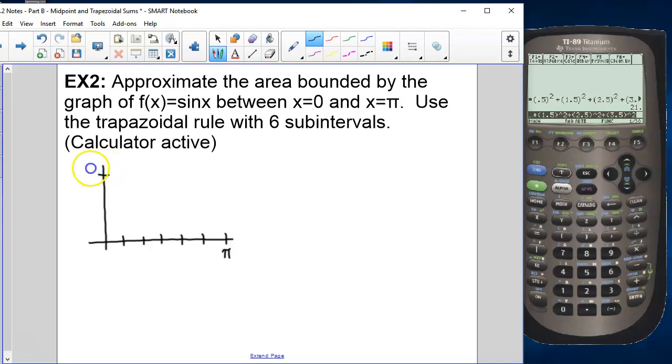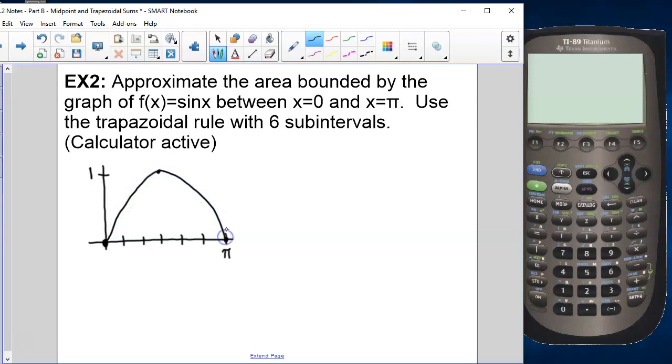And sine of 0 is going to be 0. And sine of pi over 2, so the halfway point right here, it's going to be 1. And then sine of pi is back to 0. So it looks something like this.